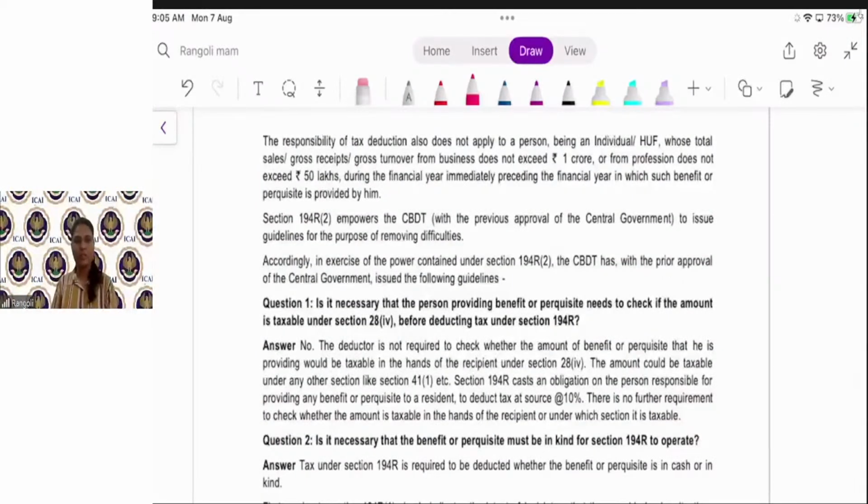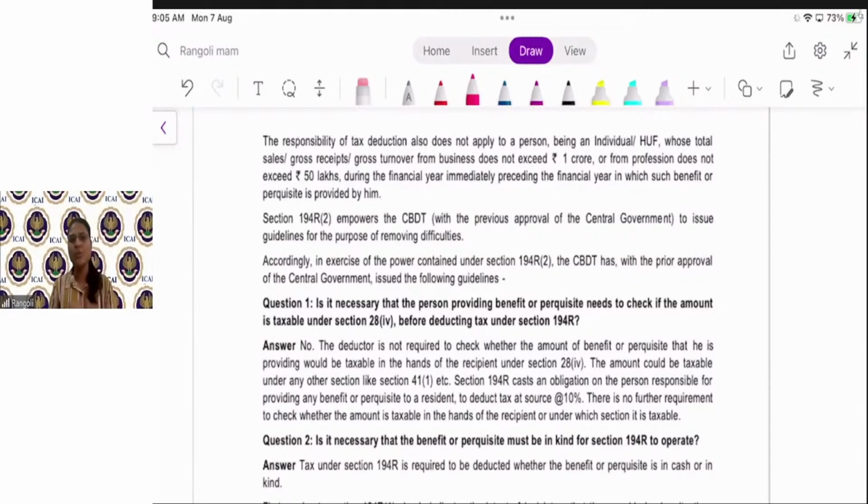Question number 1 given by the CBDT: is it necessary that the person providing benefit or perquisite needs to check if the amount is taxable under section 28 before deducting tax under section 194R? No. As a payer, you are not required to check whether the same is taxable under the head PGBP to the payee or some other section or anything else.